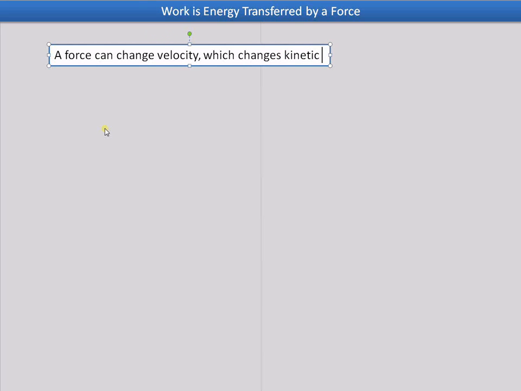So a force, not a work, a force. This is me trying to type and talk again, that never works. So let me say and then type. A force can change velocity, and a changed velocity means a changed kinetic energy. There, much better. Because kinetic energy, like we saw in the last video, is 1/2 mv squared.